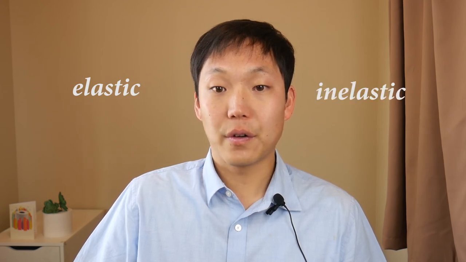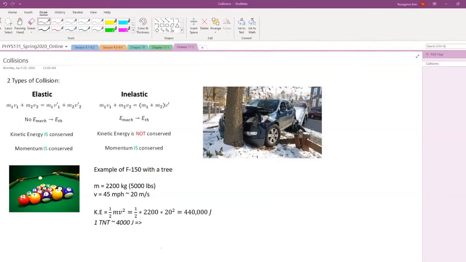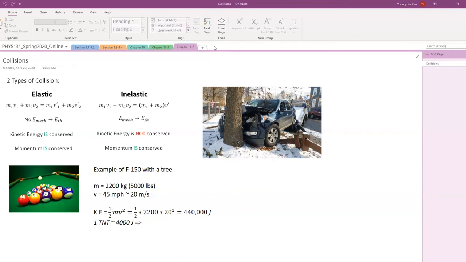Now there are basically two types of collisions, elastic collisions and inelastic collisions. The dictionary definition of elastic is being able to resume its original shape after contraction, dilation, or distortion. In this context, I would say that an elastic collision is one where its original quantities, such as momentum and energy, are conserved after the collision. An inelastic collision would be everything but elastic. Let me categorize them into two columns, elastic and inelastic collisions.